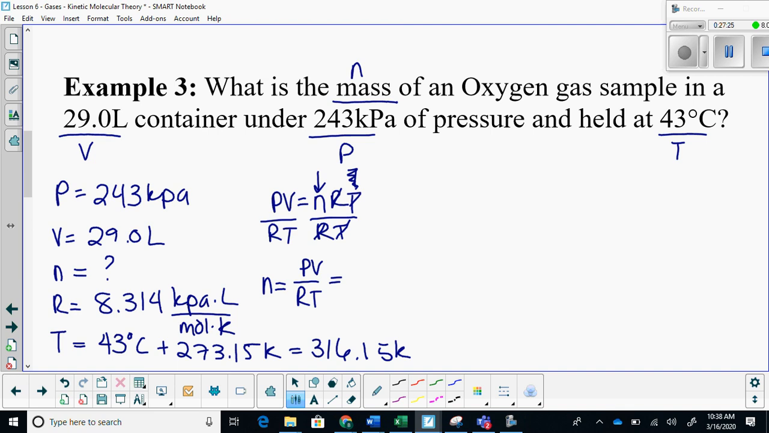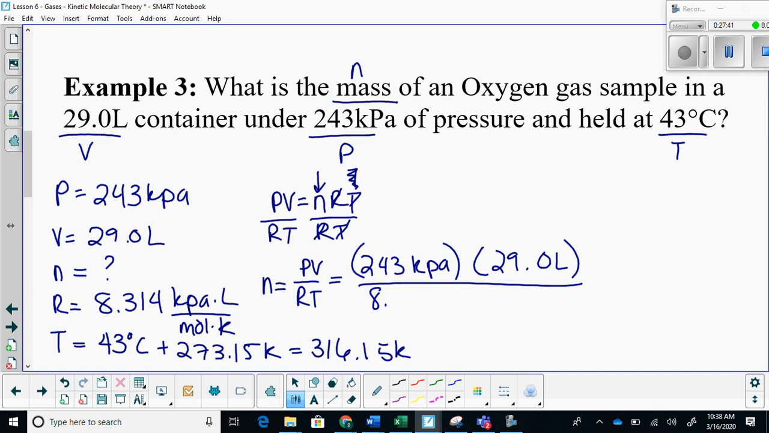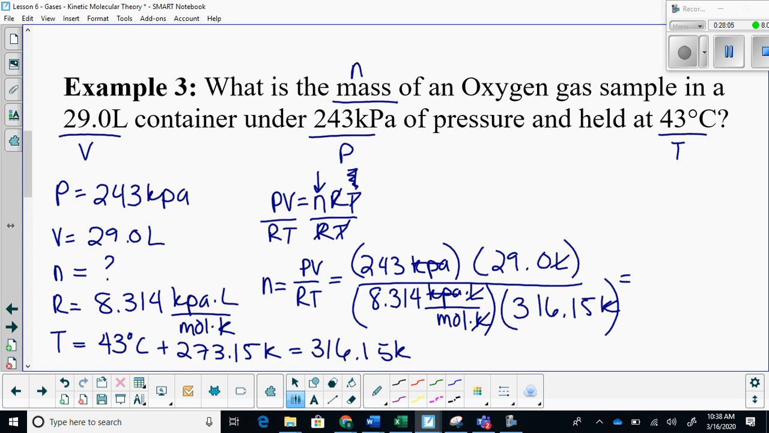Let's plug in our values. 243, let's put units, kilopascals times volume, 29 liters, divided by R, which is 8.314 kcal over mole, multiplied by 316.15. Let's cancel our units. kPa cancels out with kPa. Liter cancels out with liter. Kelvin cancels out with Kelvin, leaving mole in a double denominator. Double denominator means that it pops up into the numerator. All right, so we get an answer of 2.681 mole. Again, this is a mid calculation, so we're not going to round yet. So imagine that dot, dot, dot.